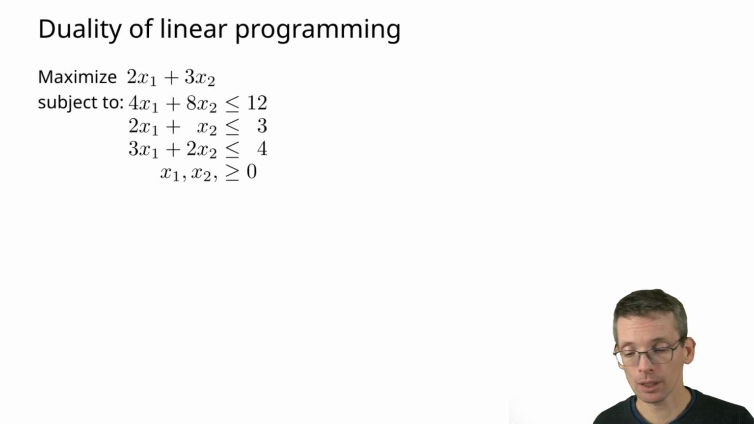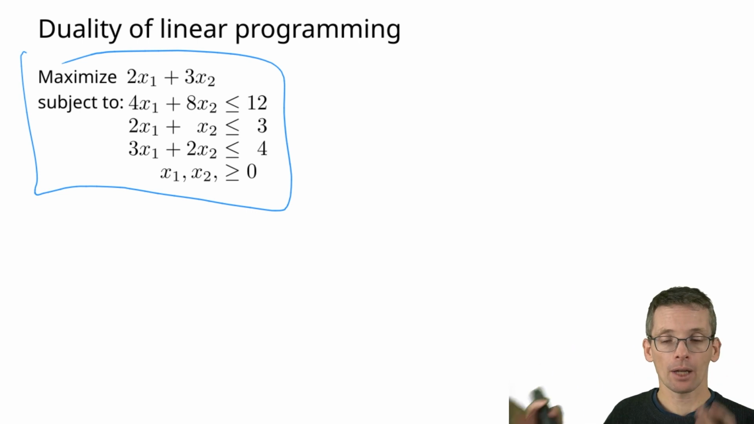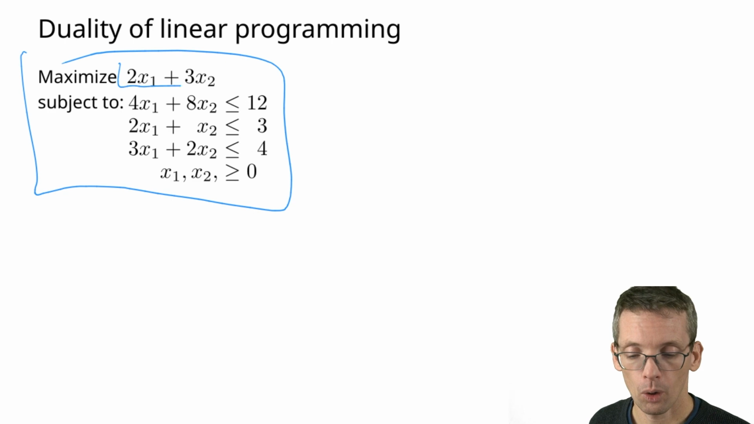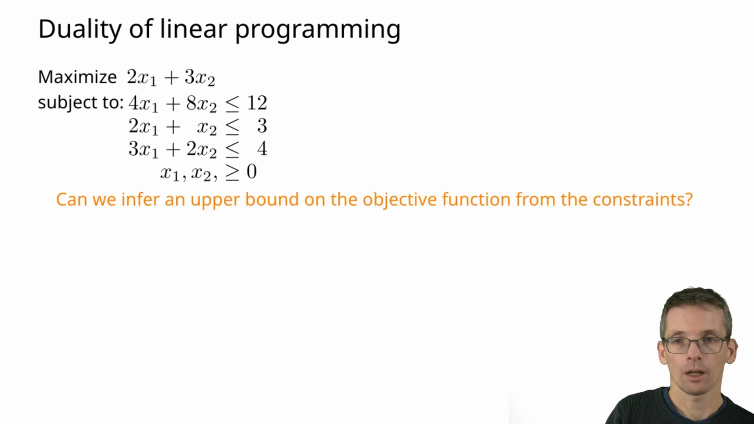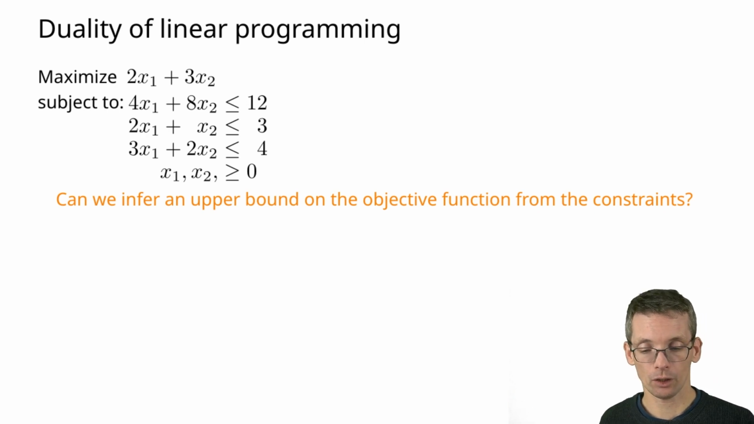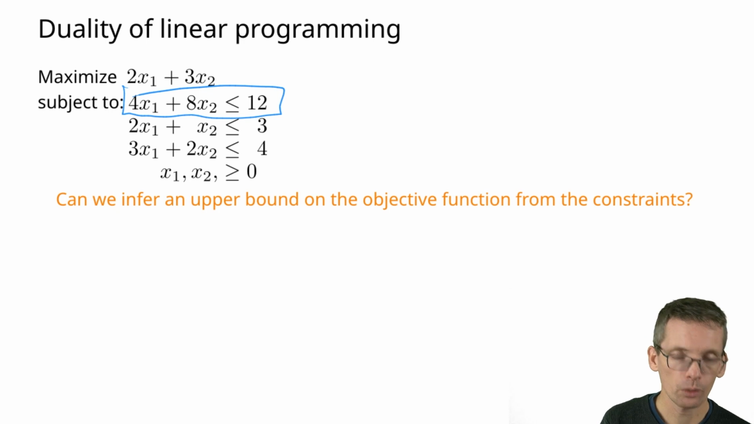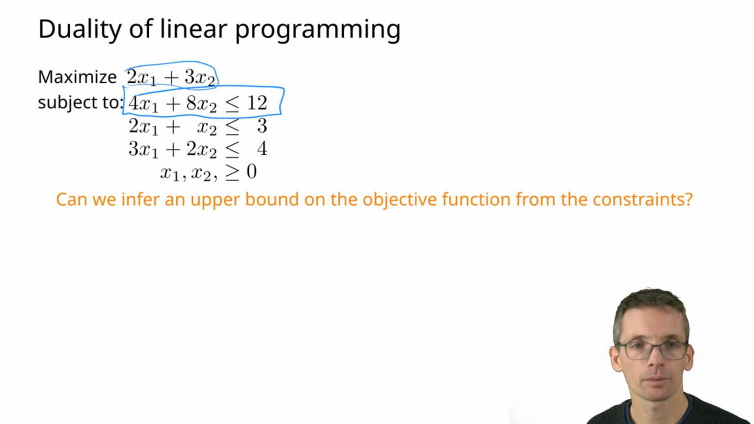In our example, we have the following linear program, and what we would like to do is derive upper bounds on the objective value. So can we use constraints to get an upper bound on the objective function? Let's simply start with the first constraint. Using only the first constraint, can you upper bound the objective function?